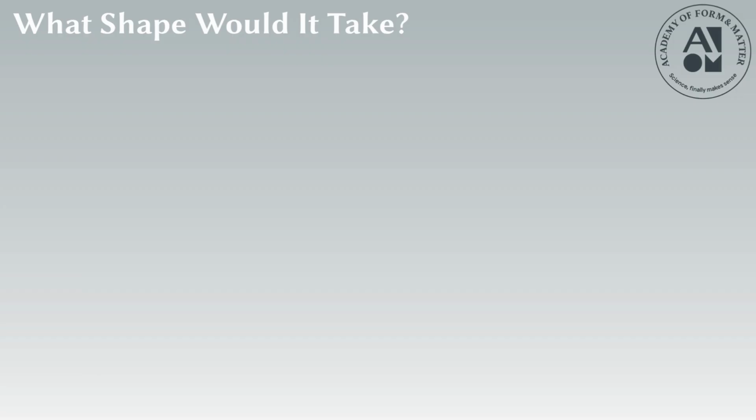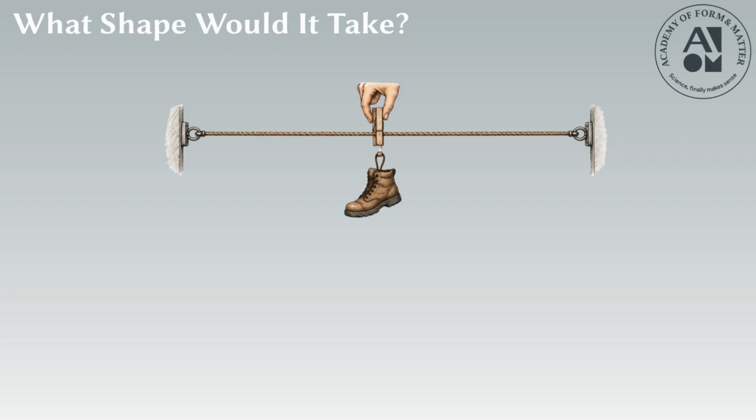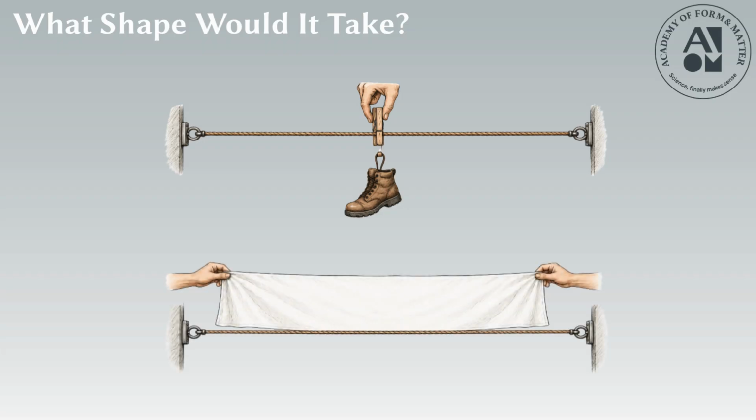Imagine a laundry rope stretched between two supports. Now hang a heavy boot at its center. What shape will the rope take? And what if, instead of a single boot, you drape a sheet along the entire rope? What shape will the rope take now? Take a moment and make a guess. Let's start with the boot.